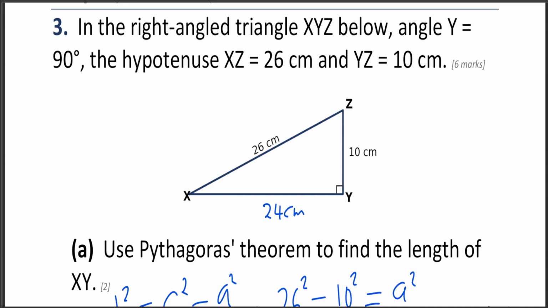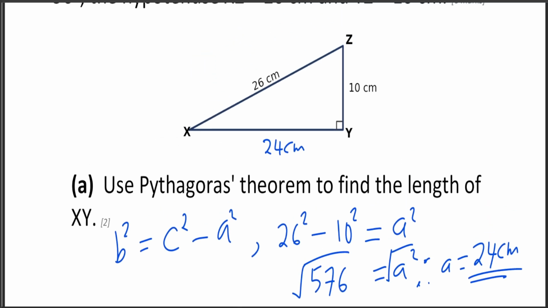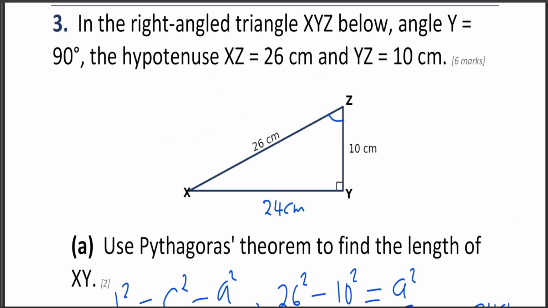Now what we're concentrating on is Z, the angle at Z. And the angle at Z is at the top now. So if it is at the top, the opposite will be the other side. The opposite is this one. So in short, 24 centimeters is the opposite. And then we have the adjacent, which is 10 centimeters. And then we have the hypotenuse, which is 26 centimeters.